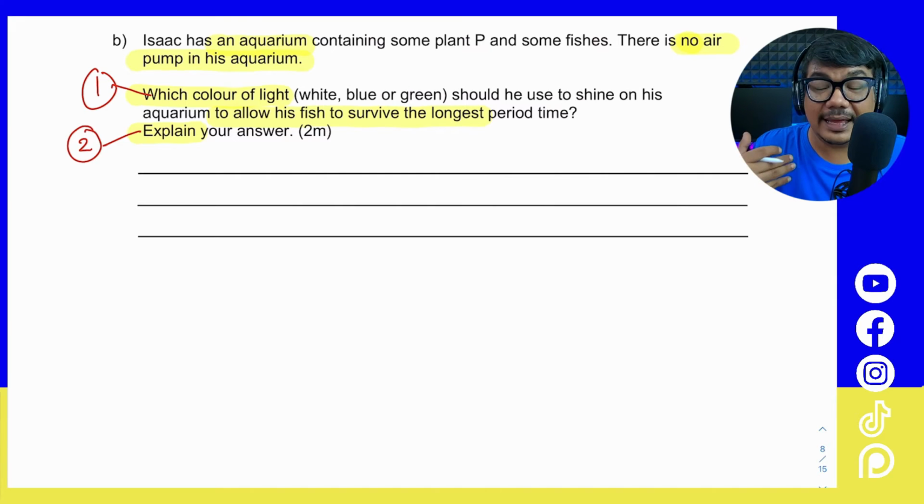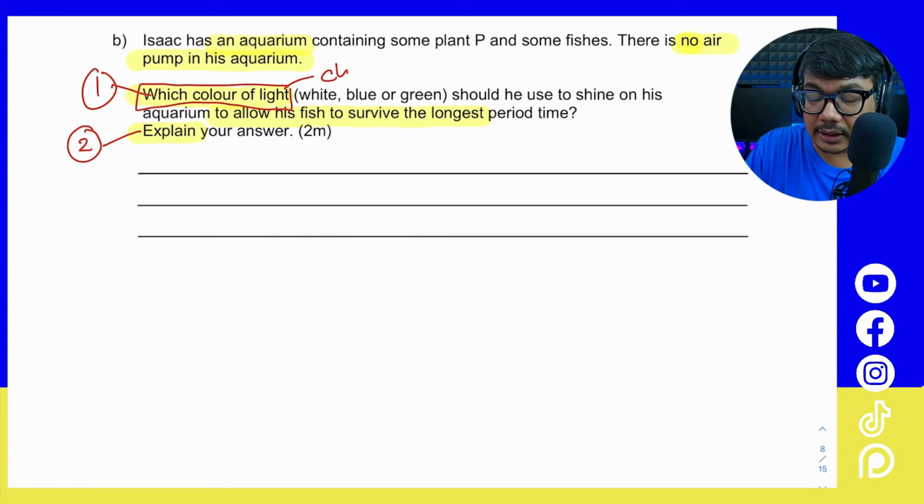So now let's write this down. The first part, which color light? This part of the question is asking you to make a choice. So you have to choose. I'm going to choose blue light. So I'll write there, blue light. Done. So I've answered the choice.